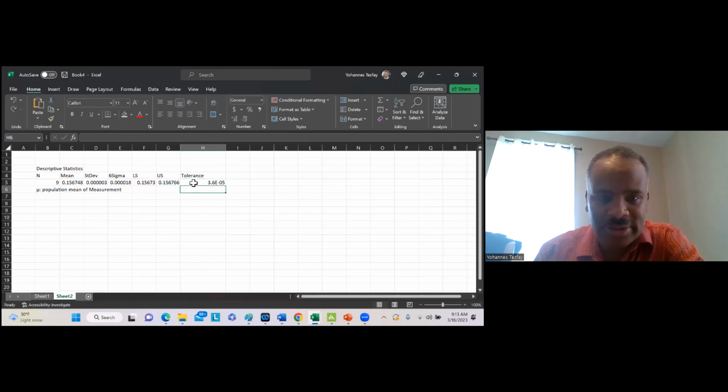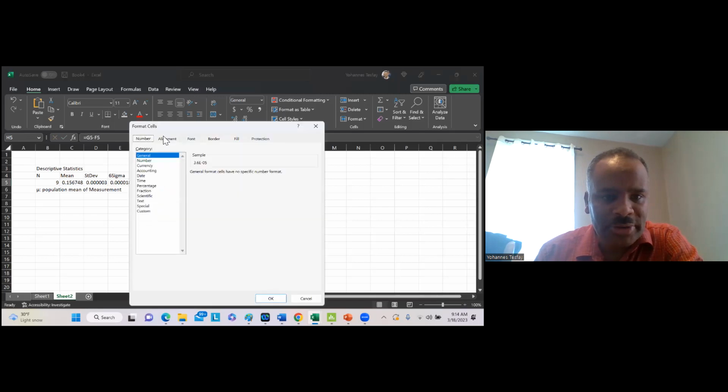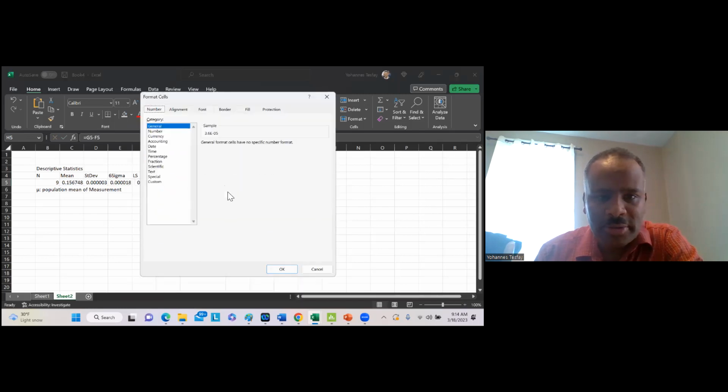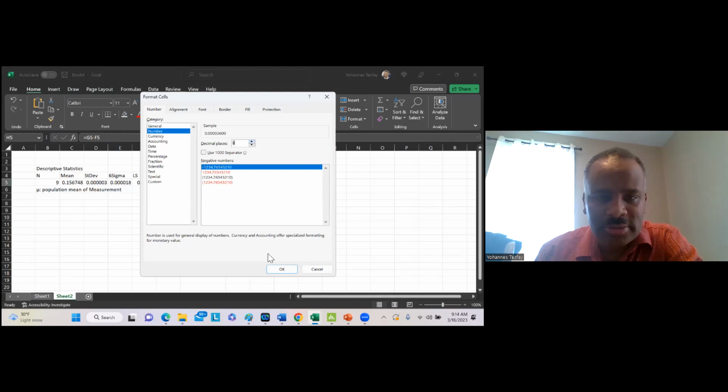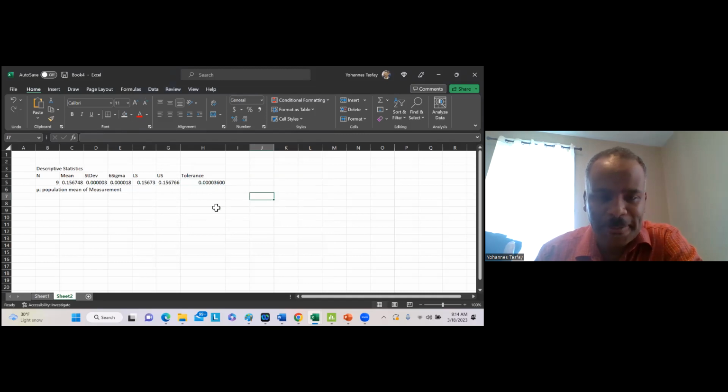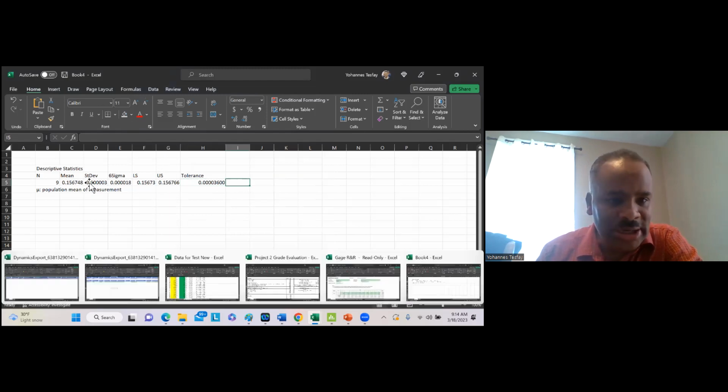I don't know how I'm going to format it. Okay, format cells. Okay, not general, number. And okay, I'm going to do it. You see, this is a value, tolerance. And now, what is the tolerance allowed for the gauge? The tolerance allowed for the gauge is this value.